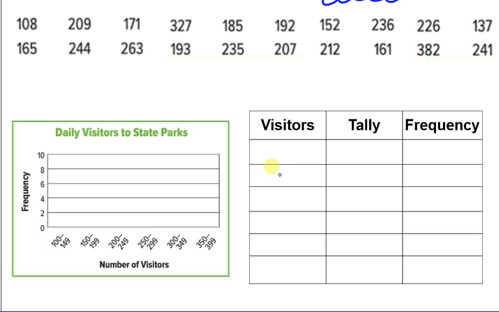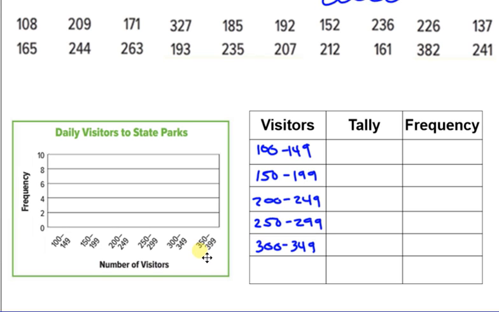So here we have 100 to 149. And then we have 150 to 199. We have 200 to 249. 250 to 299. 300 to 349. 350 to 399. Now we have to take our data and make our tally.